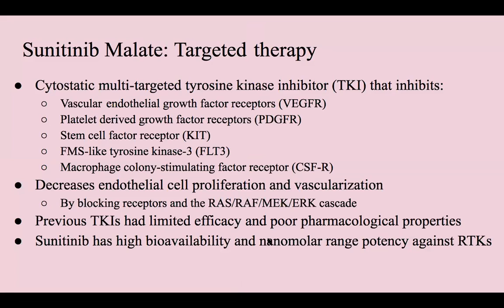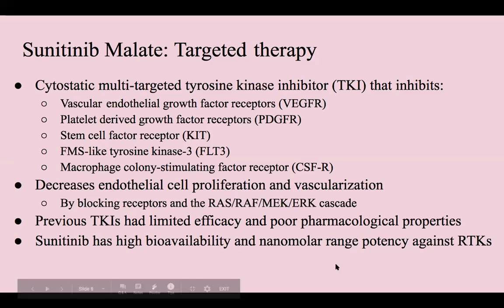So sunitinib malate as a targeted therapy is a cytostatic multi-targeted tyrosine kinase inhibitor. It inhibits several receptors, including VEGFR, PDGFR, stem cell factor receptors, FMS tyrosine kinase, and macrophage colony stimulating factor receptors. It generally just decreases endothelial cell proliferation and vascularization by blocking the RAS, RAF, MEK, ERK cascade.